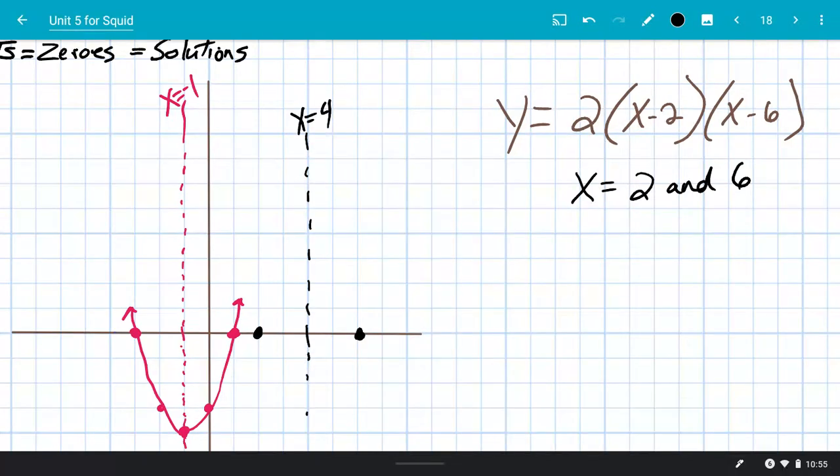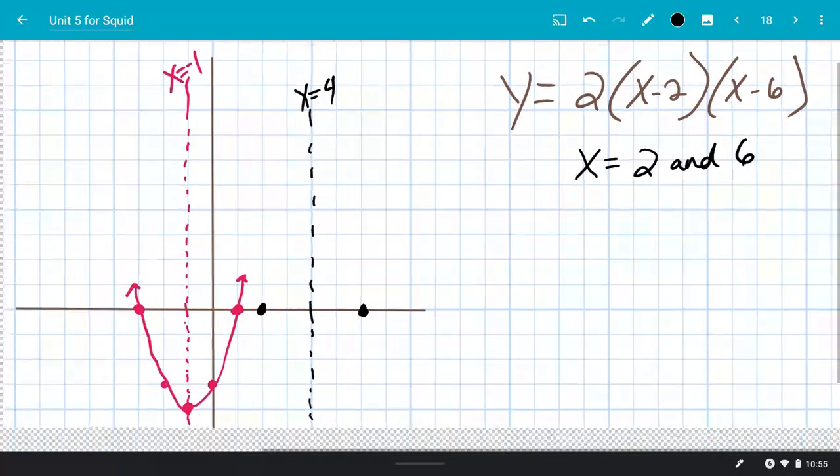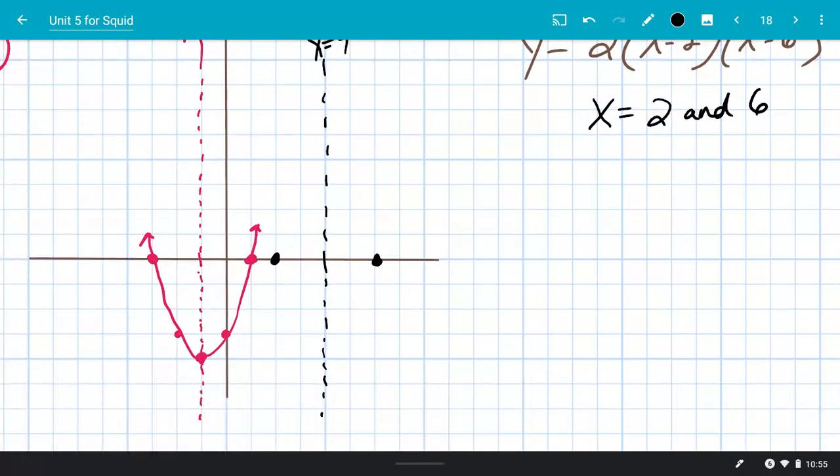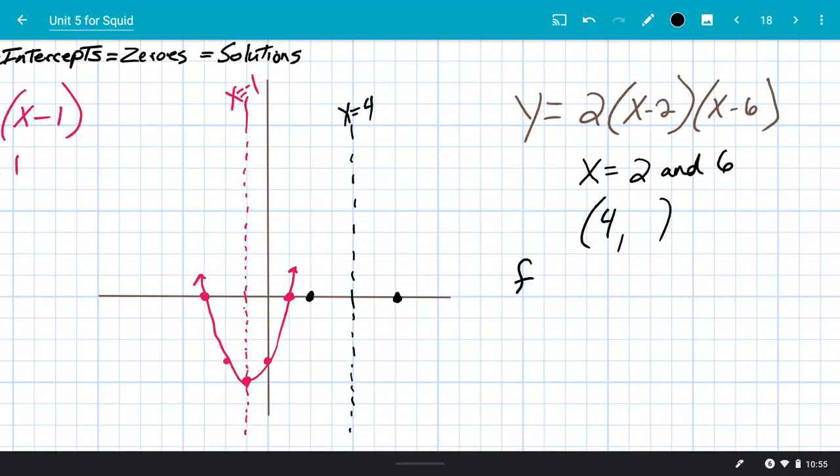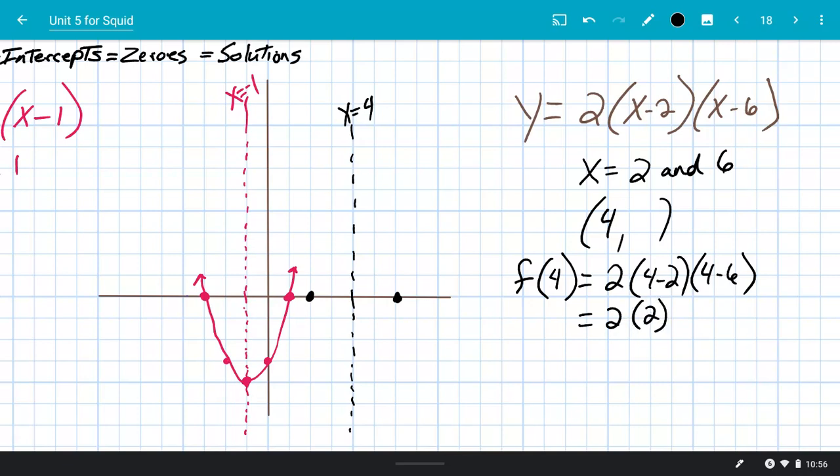So that tells me half of my vertex, right? Sure, it tells me my x value. How do I find my y? Excellent. Yeah, plug it in. F of 4 equals 2 times (4 minus 2) times (4 minus 6), which ends up being 2 times 2, 4 minus 6 is a -2. 2 times 2 times -2 is 8, and of course that would be a -8.